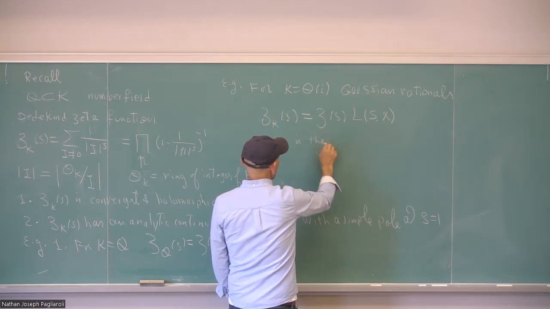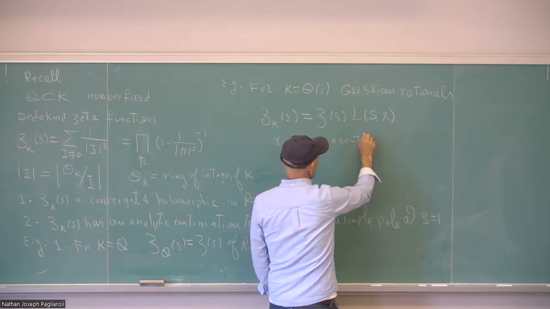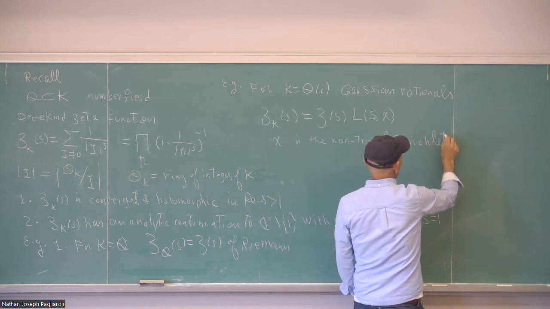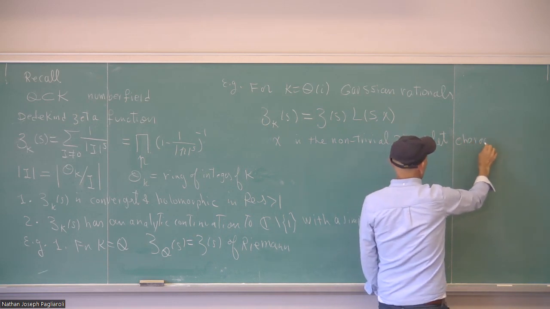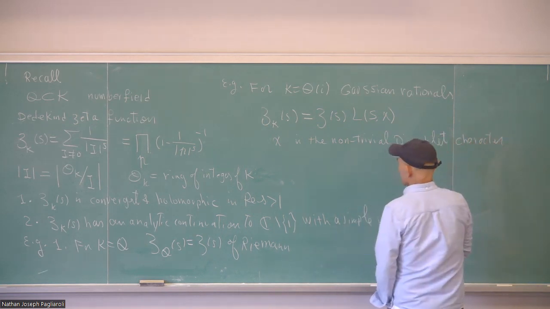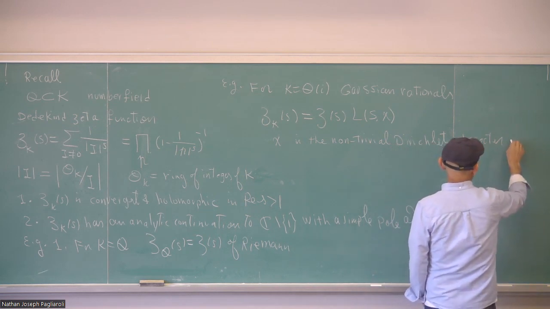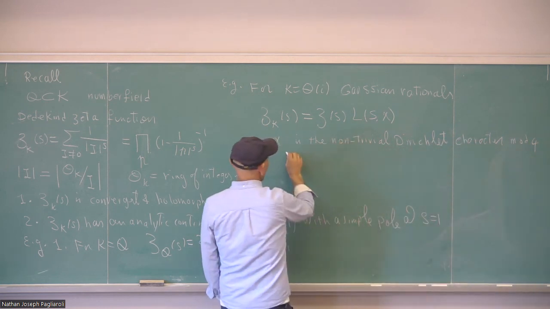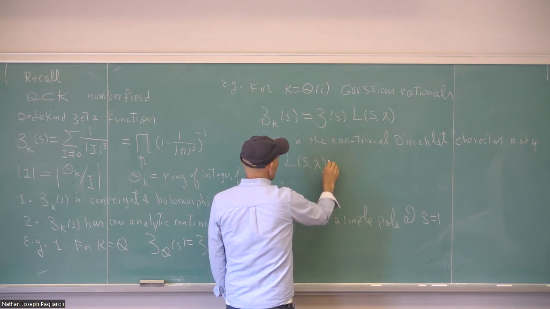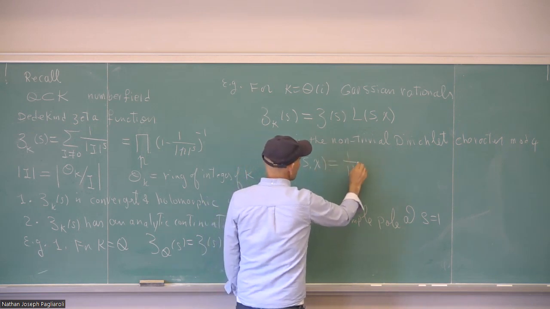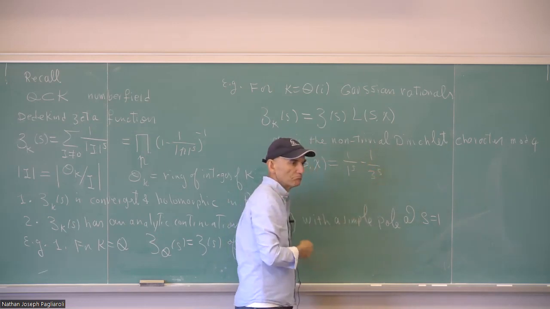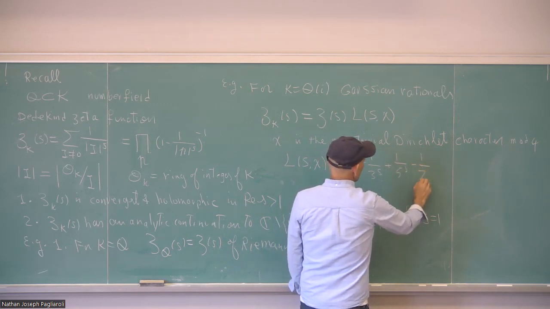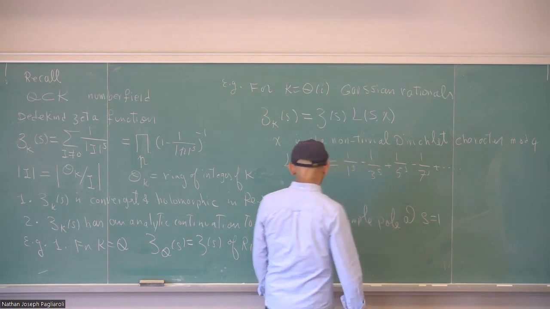Chi is the non-trivial Dirichlet character mod 4. So we touch on the stuff that we did at the beginning of the course. That's good. So in fact, we have a formula for this. L(s, chi) is equal to 1 over 1 to the s, minus 1 over 3 to the s, plus 1 over 5 to the s, minus 1 over 7 to the s, and so on and so forth, right? We proved that.